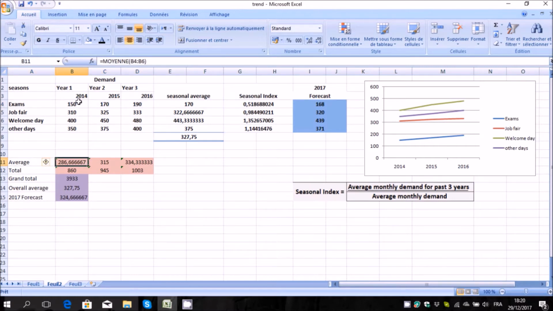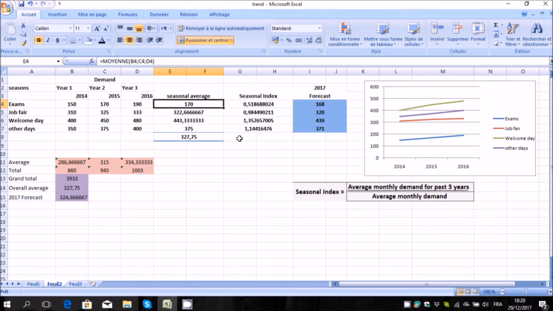We have the average for the year 2014. We just add the sum of all of these and we divide them by 4. The same goes for the year 2015 and 2016. For the overall average, it is the sum of all of these data divided by 12. Now, to compute the seasonal average, we just take the average for each season, which means for the exam season, for example, it is the average of 150, 170, 190, which gives us 170. The same goes for all the other seasons.